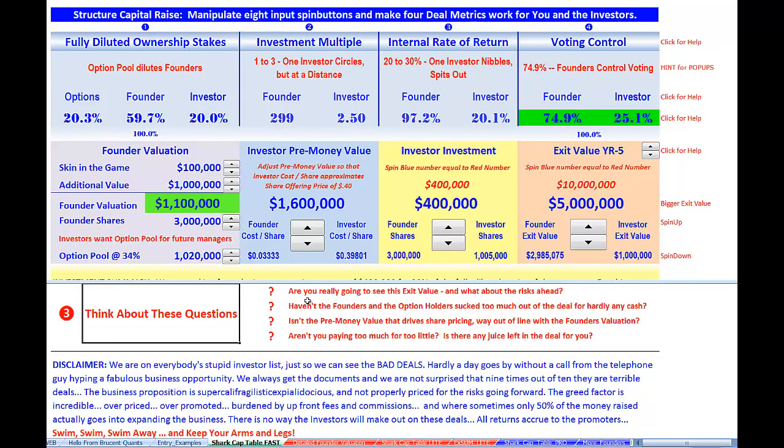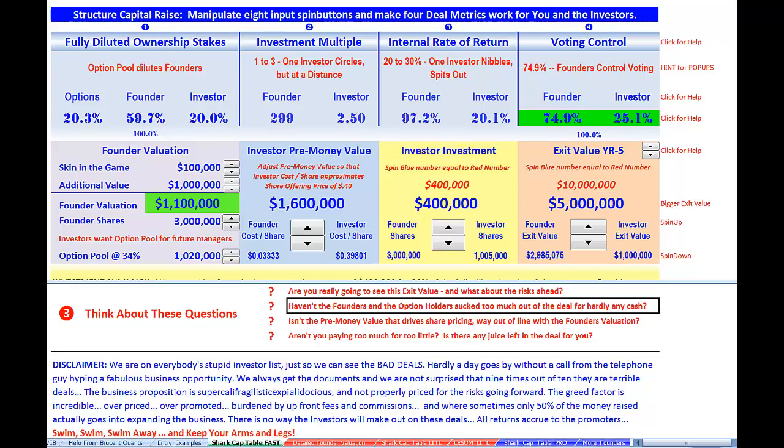So here they are. Are you really going to see this exit value of $10 million? And what about the risks ahead? Haven't the founders and the option holders sucked too much out of the deal for hardly any capital? Look at this. These guys own 80% for $100,000 in cash and maybe $1 million in whatever. Isn't the pre-money value that drives share pricing way out of line with the founders' valuation? Well, in this case, it's not that bad, but still, it's a percentage, 30, 40, 50% bigger. You have to have that because that's the number that's the price per share that you have to get. That's the number of shares. And the last one, aren't you paying too much for too little?